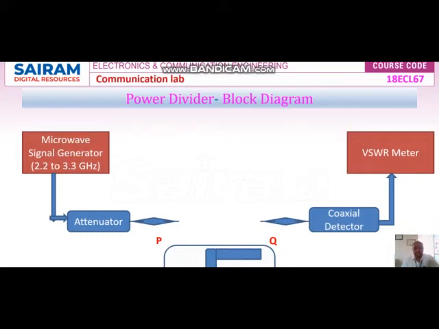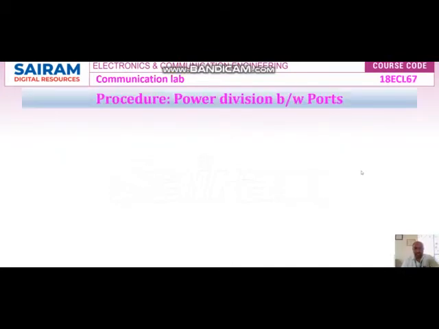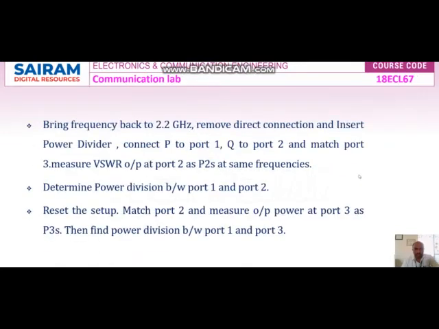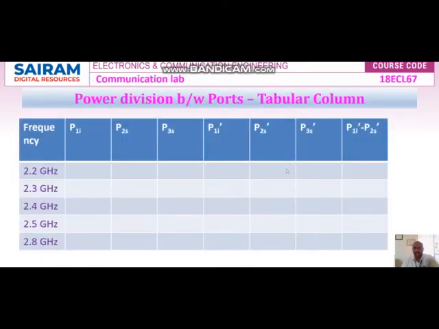Okay, similarly, find out the output power at port 3 by terminating this port for the same values of the inputs. Same input means for the same values of the frequencies. Then we can find out the actual input power and actual output power at port 2 and port 3 using the calibration graph. Then we can find out the power loss between port 1 and port 2 as P1I dash minus P2S dash. Similarly, the power loss between port 1 and port 3 as P1I dash minus P3S dash. Okay, this is about the power loss between the ports.